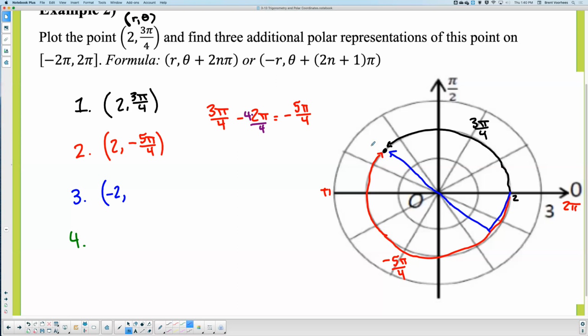Wait, why is it a negative 2? Because I'm jumping across the pole. You see how I jumped across the pole there? Now, how many radians did I go if I went this way? Is it a positive amount or a negative amount? That is a negative amount. And how much negative amount is it? Well, here's what's nice about radians. You'll notice they're all going to have the same denominator. So how many pi's over 4 do you think I went this way? Negative 1 pi over 4. And so that would be our third value.